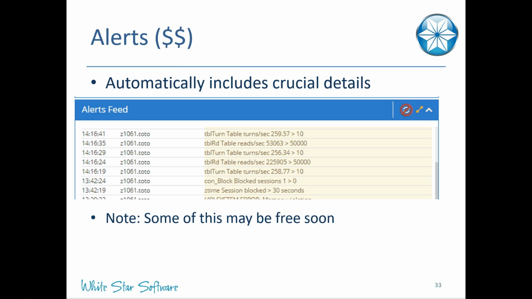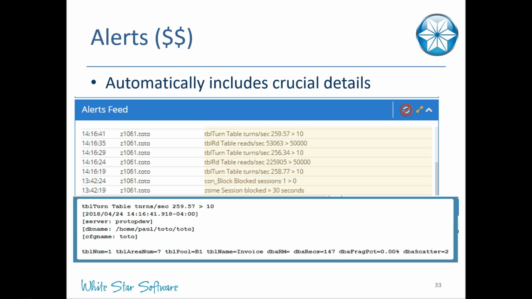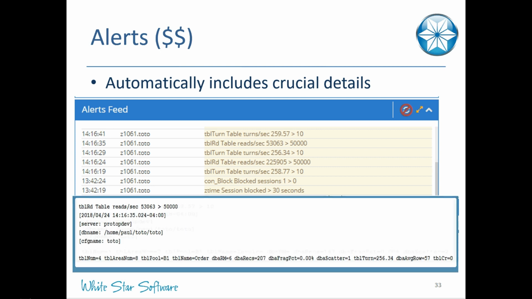And in terms of the alerts, not only do you get the alerts, but you get a lot of the crucial details that we showed you in the character version. So for example, not only does it tell you that you are reading the table, but it tells you that you are reading the invoice table, which contains 147 records. You are reading the entire table 260 times per second. So it gives you this kind of granularity of information. It tells you that you are reading the order table, which contains 207 records, and you are reading it 53,000 times per second.